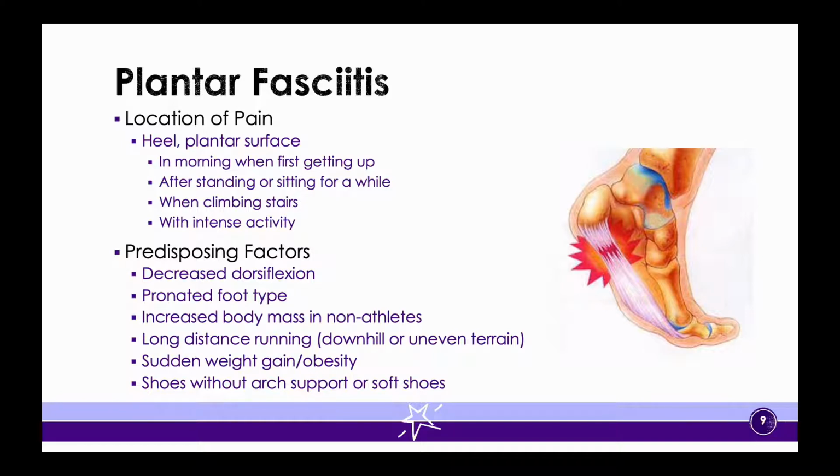If you've had a sudden weight gain, so you all of a sudden had an extreme change in your weight and gained a lot of weight up to obesity, we could be predisposed more to plantar fasciitis. And then if you're using shoes that don't have good arch support or have really soft soles, that can often lead to plantar fasciitis as well. So those are some of our predisposing factors.